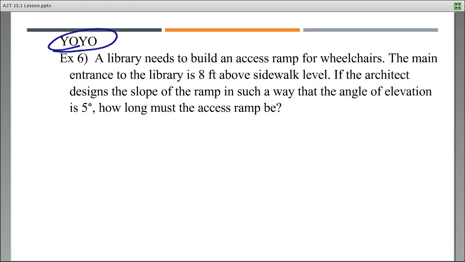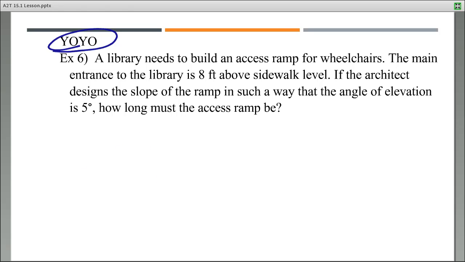All righty then. What does it say? A library needs to build an access ramp for wheelchairs. The main entrance to the library is 8 feet above sidewalk level. If the architect designs the slope of the ramp in such a way that the angle of elevation is 5 degrees, how long must the ramp be?